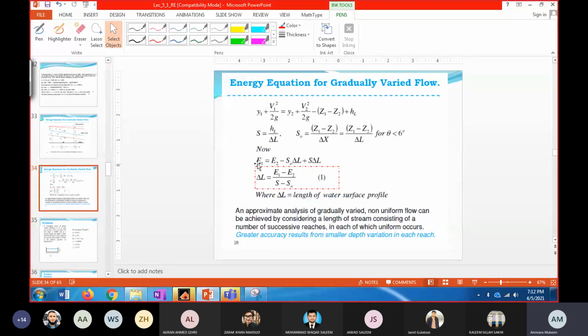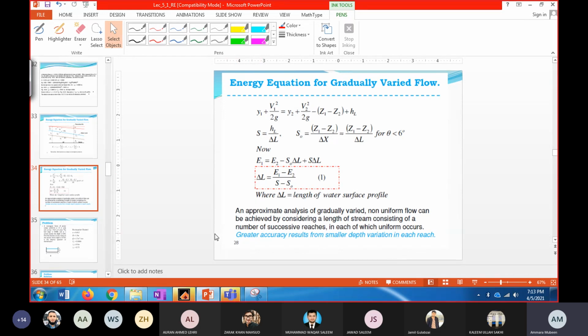E1 and E2 are the energies, Y1 plus V1 square over 2G, and Y2 plus V2 square over 2G, and the rest has been substituted from this equation. So finally you get this equation for delta L. Delta L is equal to change in energy divided by S minus S naught. Okay. So any question regarding these steps, please let me know.